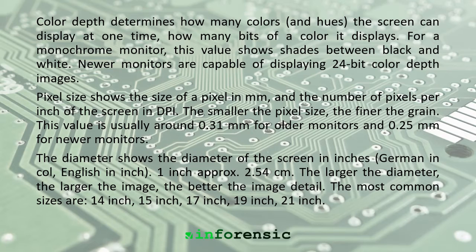The diameter shows the diameter of the screen in inches, German in Kohl, English in inch. 1 inch is approximately 2.54 centimeters. The larger the diameter, the larger the image, the better the image detail. The most common sizes are 14-inch, 15-inch, 17-inch, 19-inch, 21-inch.